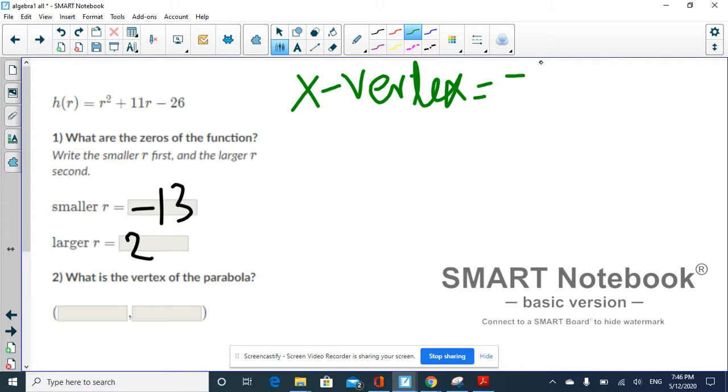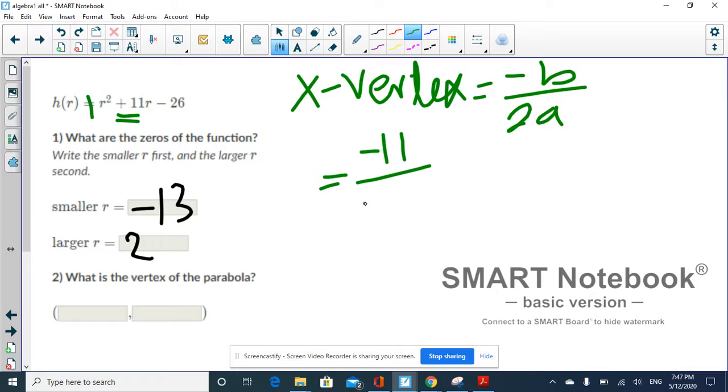Negative b over 2a. That's correct. Negative b. B is 11. Negative b is negative 11. Over 2 times a. A is 1. 2 times a, 2 times 1. That means the x vertex or the x coordinate is negative 11 over 2. Okay, now we need y coordinate or y vertex.